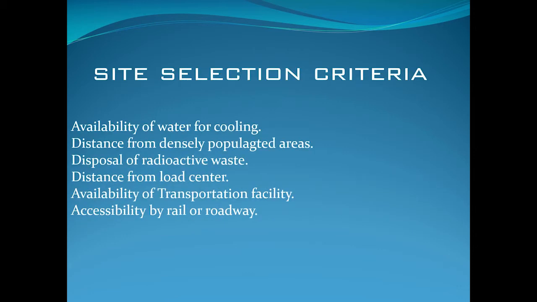Site selection criteria for a nuclear power plant. Here are some of the important factors for selecting a site for a nuclear power plant. The first and most important factor is the availability of water for cooling purposes. The water is freely available on riverbeds and seashores, and hence those sites are ideally suited for a nuclear power plant. Also, the distance from densely populated areas.